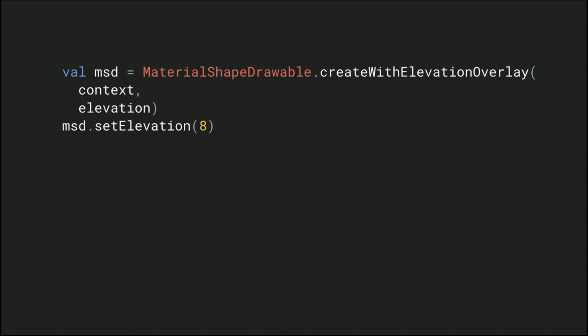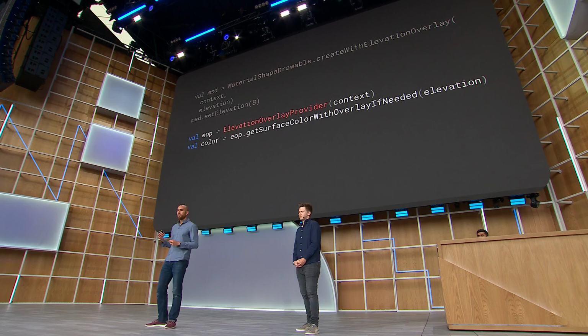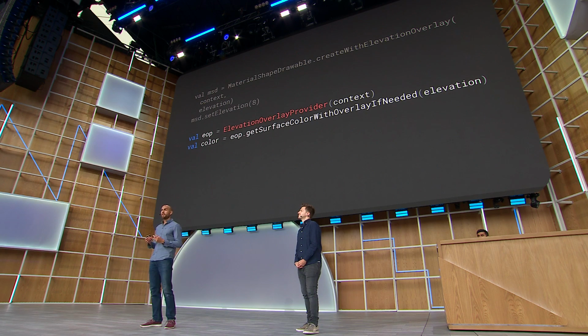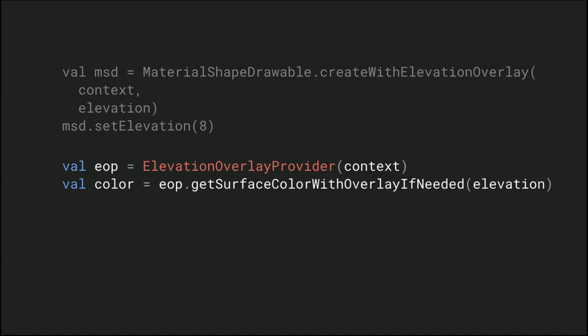It's been augmented with new APIs such as createWithElevationOverlay, or setElevation or setTranslationZ, which will give you this overlay behavior. If you can't use the MaterialShapeDrawable for some reason, you can instead take a look at the ElevationOverlayProvider class, which is what MaterialShapeDrawable uses under the hood. This gives you lower level methods such as working out the surface color for a given elevation, which you can then use in custom drawings, say.